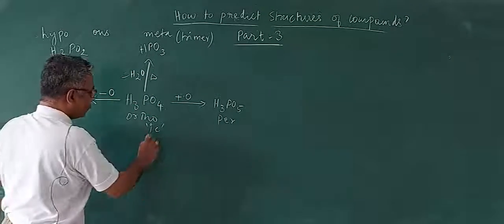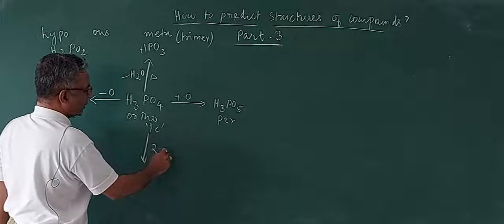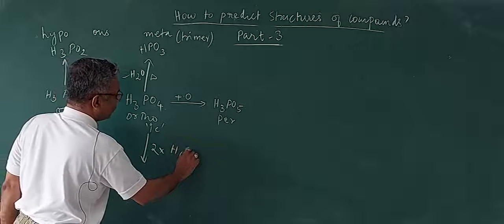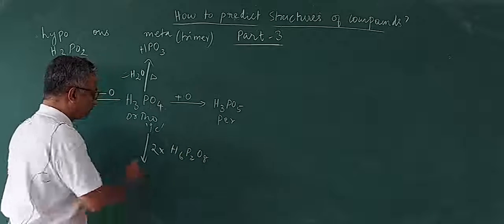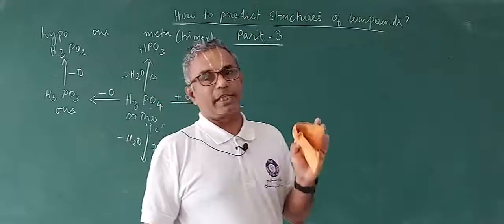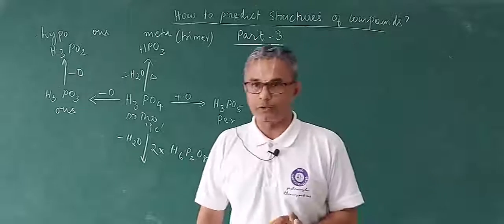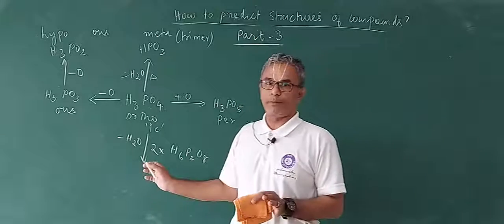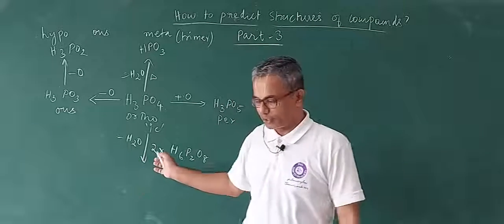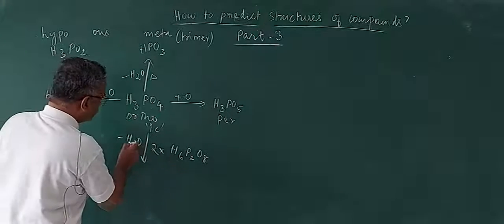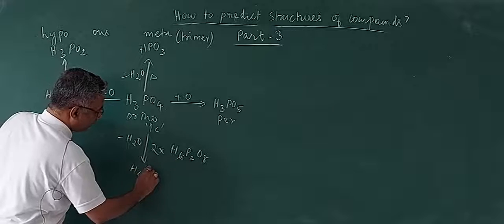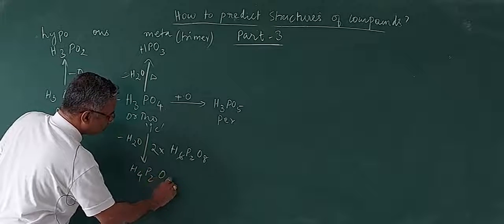Now if you take 2 times of this, that will be H6P2O8, and if you remove water, remember this is all tips and tricks that I am showing you. These are not rules, so don't take this as rules. This is just to remember the formula of the compounds and therefore the structure. We will see the structure later. Now we will see the formula of this compound. If you remove a water molecule from this, it will become H4P2, one O will be removed, so this will be O7.